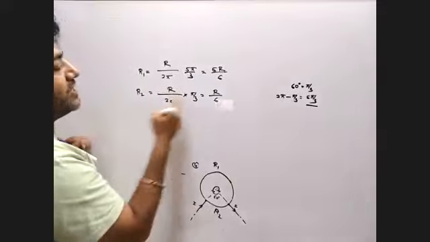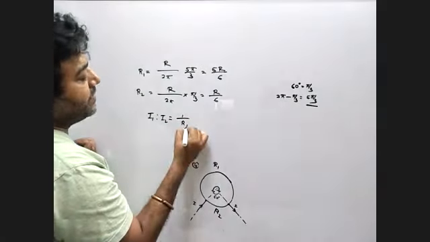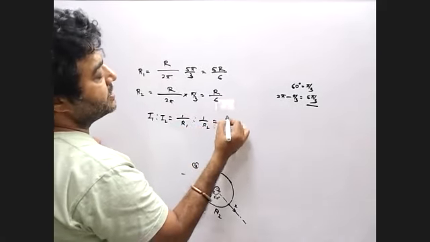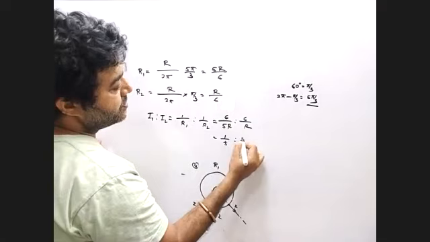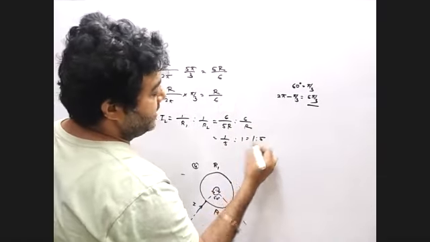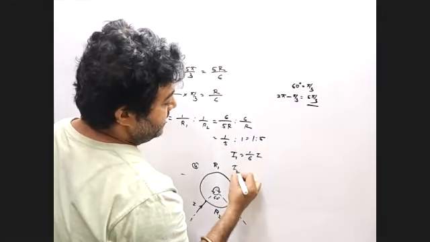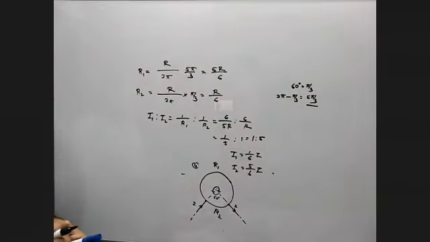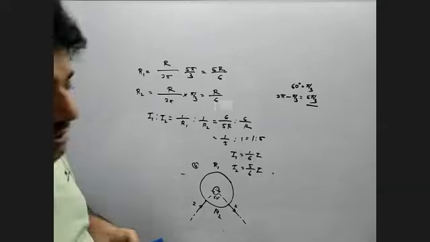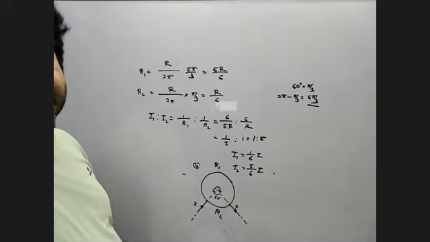So R by 6. Now that you have the resistances R1 and R2, you can easily find out the current also. 1 by R1 is to 1 by R2, that is 6 by 5R is to 6 by R. So 1 by 5 is to 1, that means 1 is to 5. So I1 is 1 by 6 I, and I2 is 5 by 6 I. Yes or no? Yes, sir.